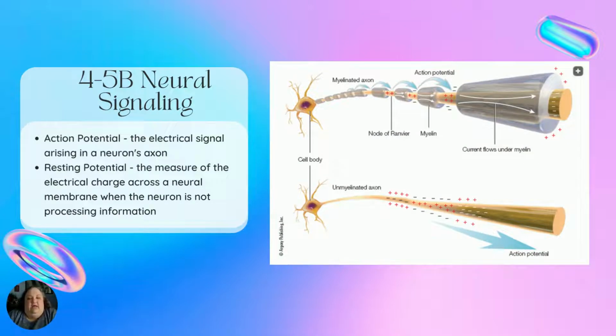So the last part of this is neural signaling, looking at the action potential, the electrical signal arising from the neuron, and then you have resting potential, which is the measure of the charge when the neuron's not processing information. It shows both of those, what that looks like.